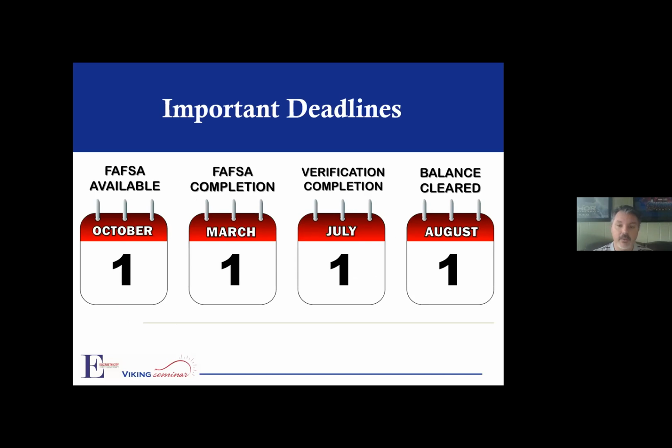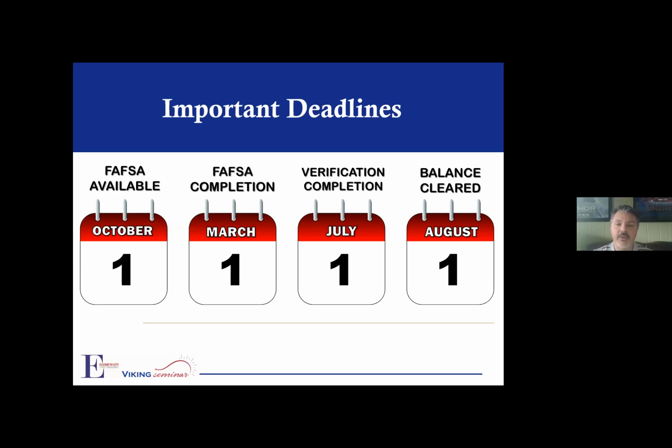And then if you haven't done any of this, you want to make sure all of it is completed by July 1st, because that's when bills go out, and we want to make sure that your financial aid is in place before your fall bill goes out each year. And then August 1st is typically when bills are due.